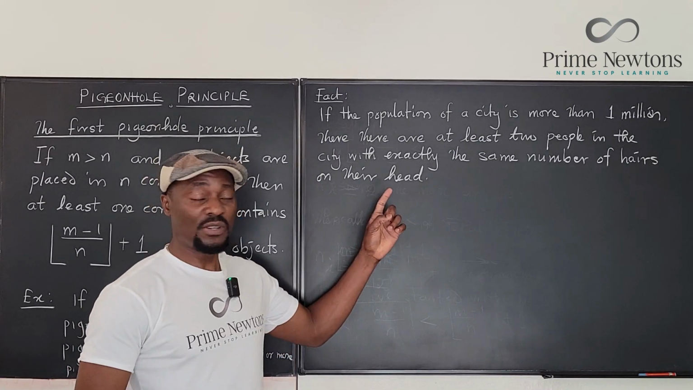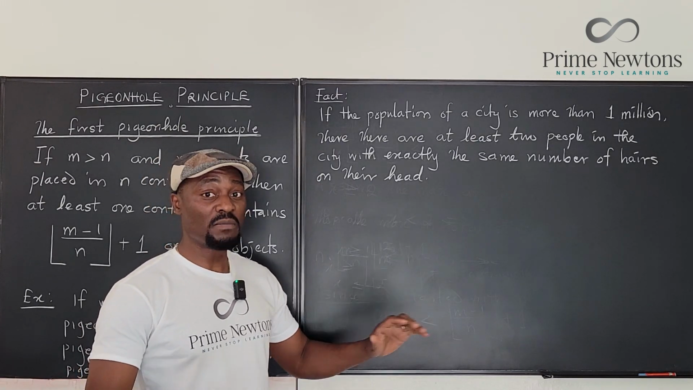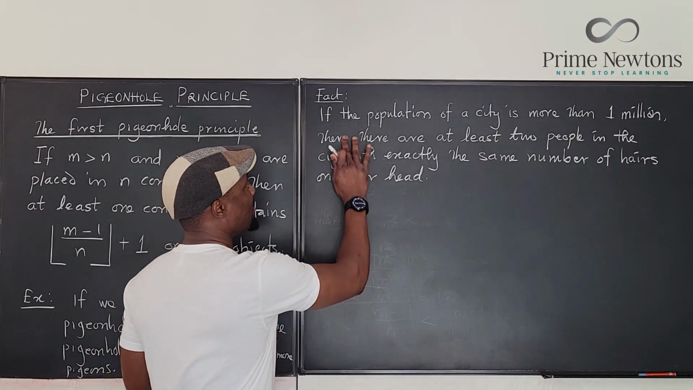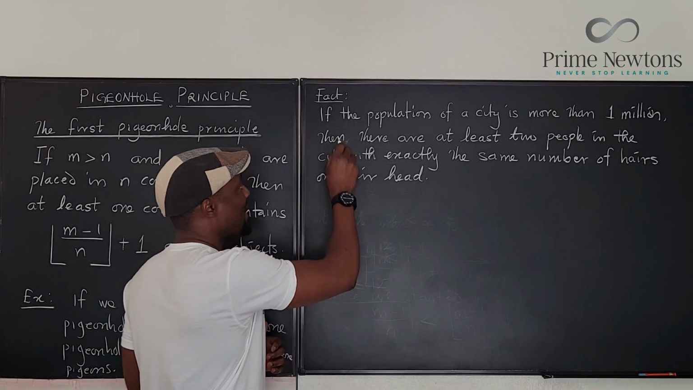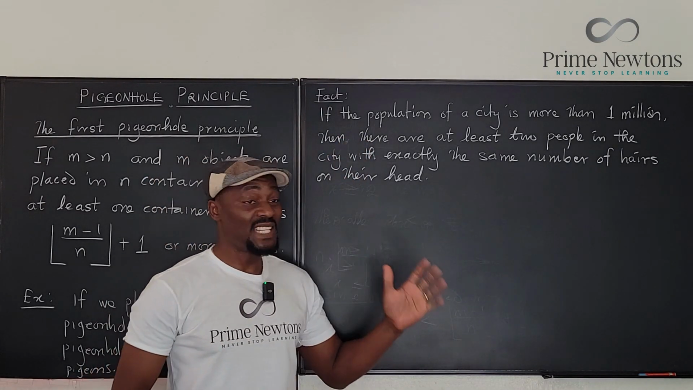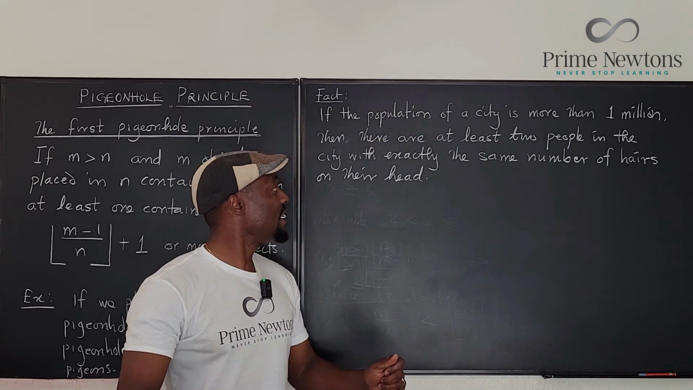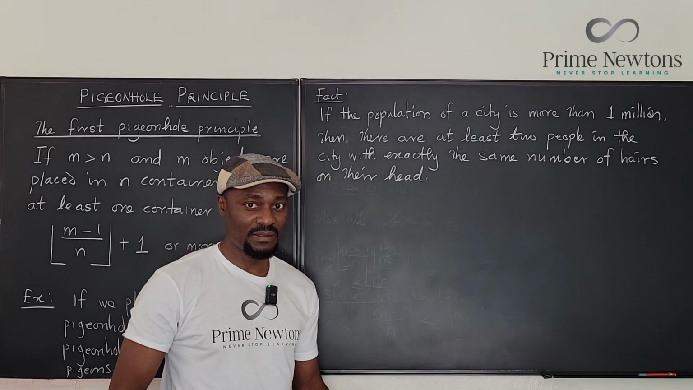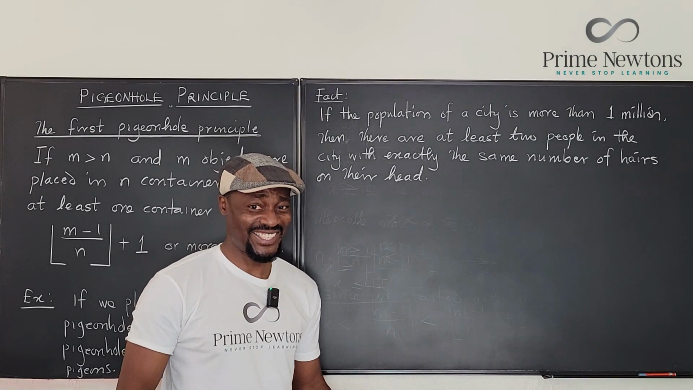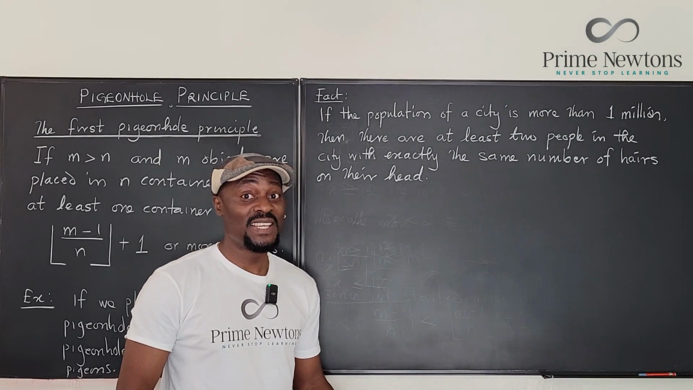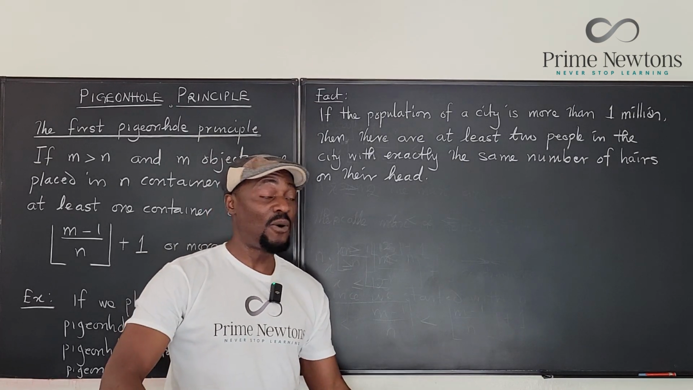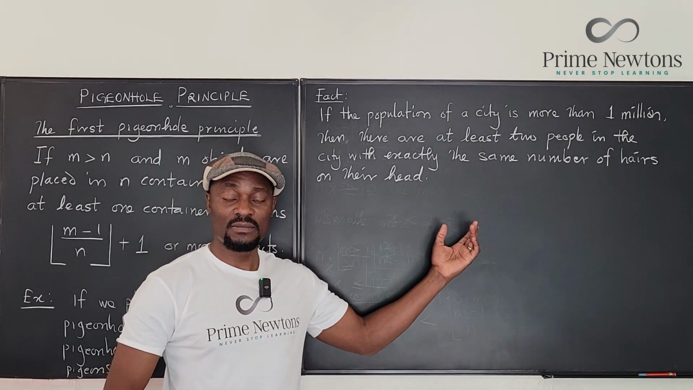If the population of a city is more than 1 million, then there are at least 2 people in the city with exactly the same number of hairs on their head. That sounds ridiculous, right? But it's a fact. And this is how they came about it.